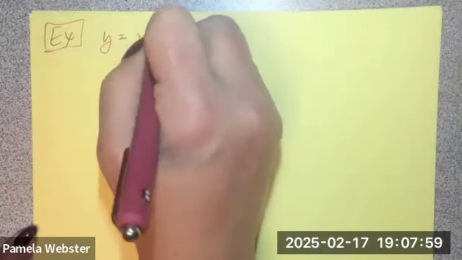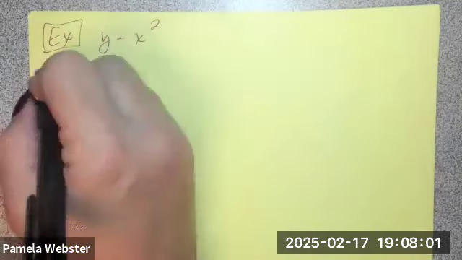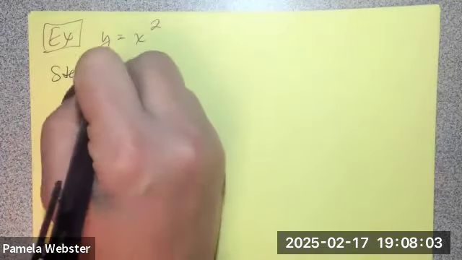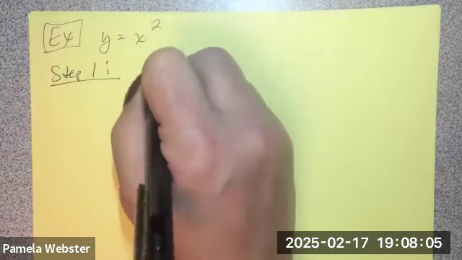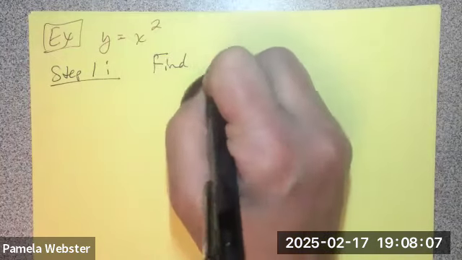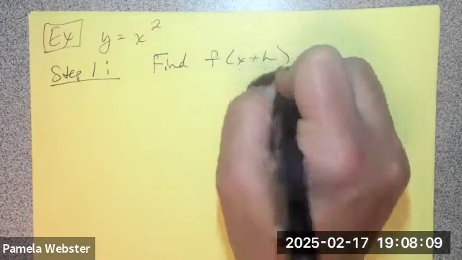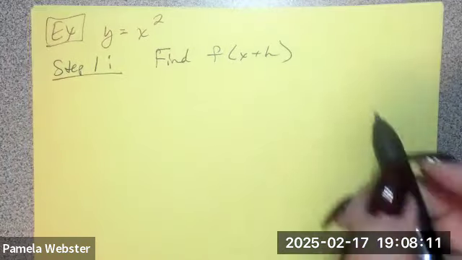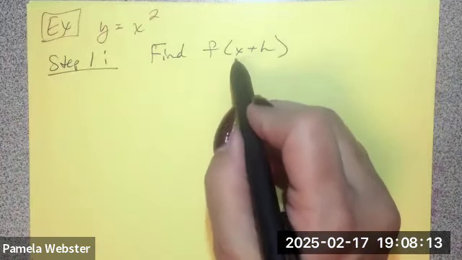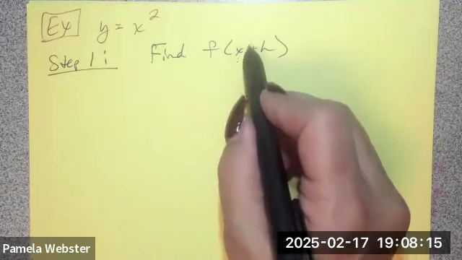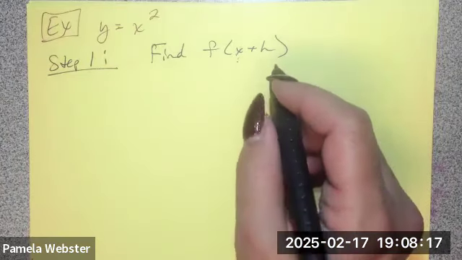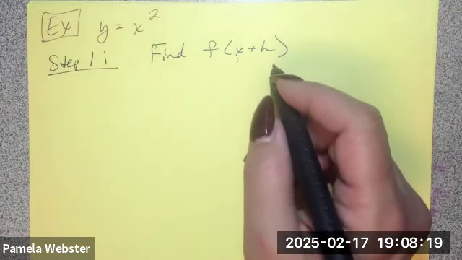Y equals x squared. Okay, so step 1. We need to find f of x plus h. I noticed that sometimes in your book and in your MyMathLab homework, they'll say a plus h. It's okay, just substitute an a everywhere you see an x. It's not a big deal.